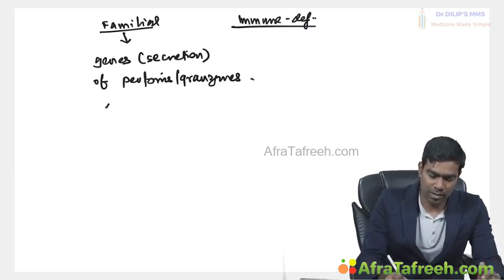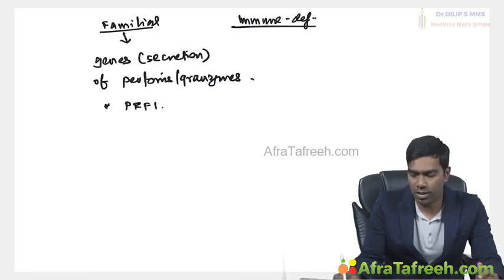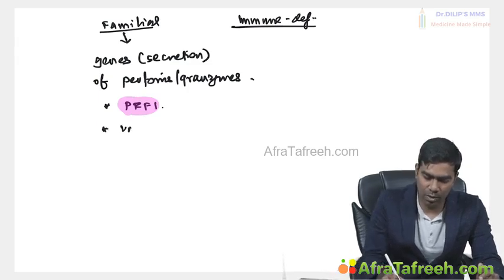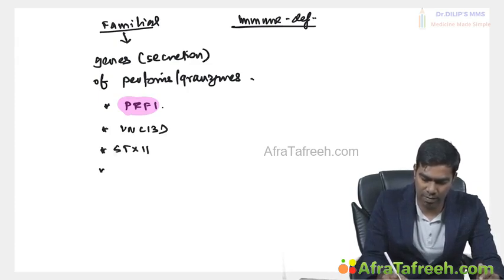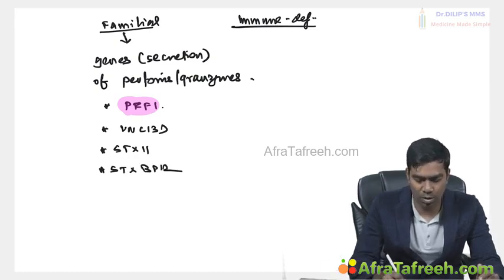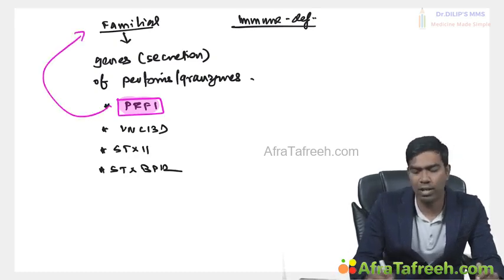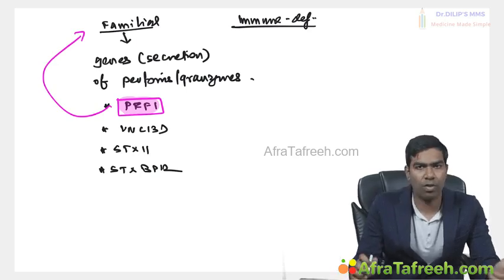So what are the genes? Genes may be PRF1, the perforin 1 gene, and this is supposed to be the most important among the familial HLH variety. The second one is UNC13D, then STX11, then STXBP2. All these are genes, but as far as I know, the most important is the PRF1 gene. It is a question asked multiple times: is this related to familial HLH? Perforin 1 gene.